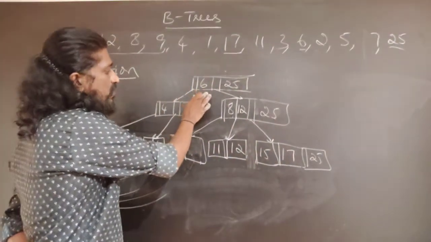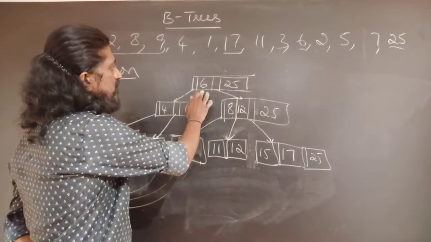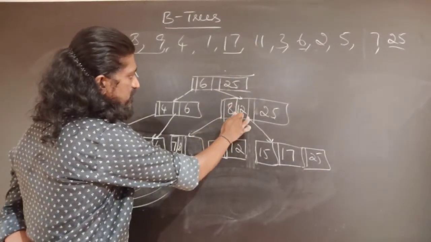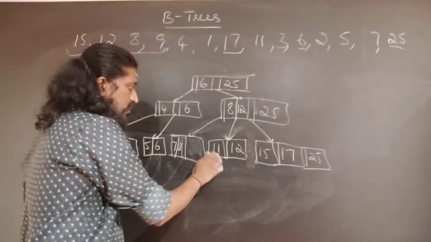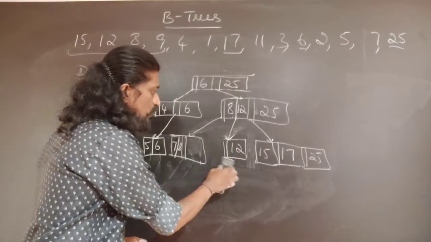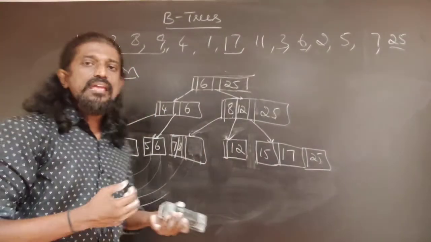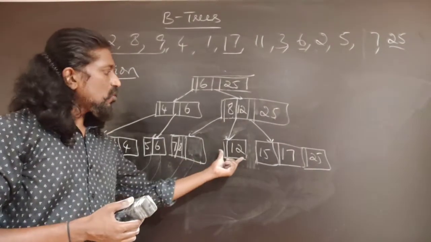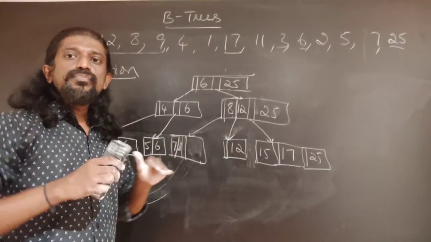So now what we do here, 11 is greater than 6, less than 25, we come here. 11 is greater than 8 and less than or equal to 12, we come here. So 11 is here, we need to delete it. When we delete, this node can't exist. We will find a suitable neighbor which can take all the keys that belong to this particular node.